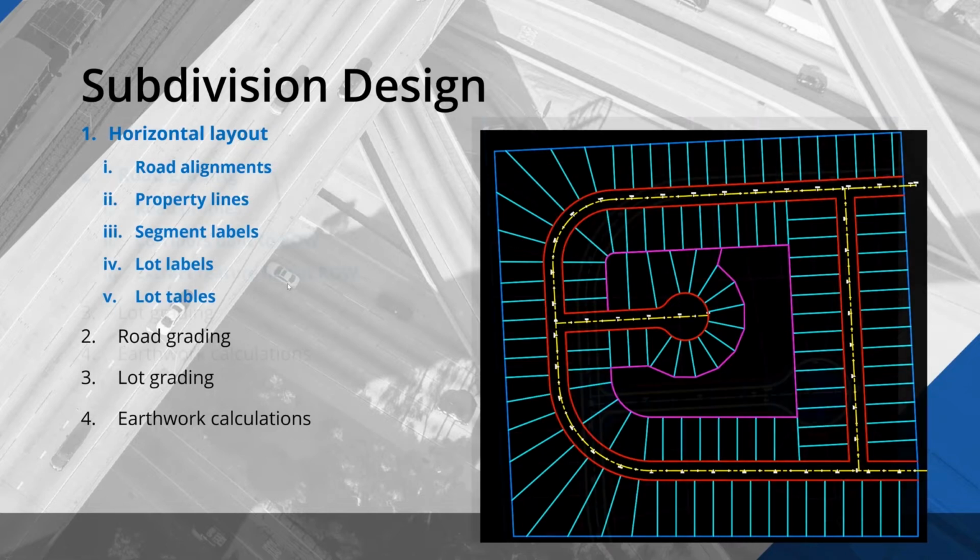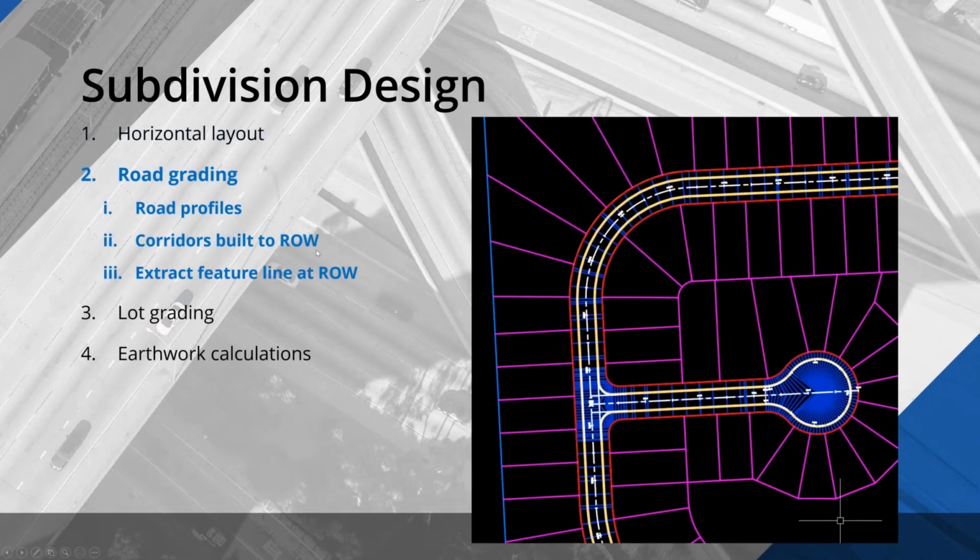Well, let's move on to road grading. Okay, typically what we're doing there is we have our horizontal layout done. We're creating road profiles, we're building corridors. Now, a general practice is you build your corridor out to your right-of-way, okay? So in a subdivision workflow, we're gonna use corridors to grade to our right-of-way.